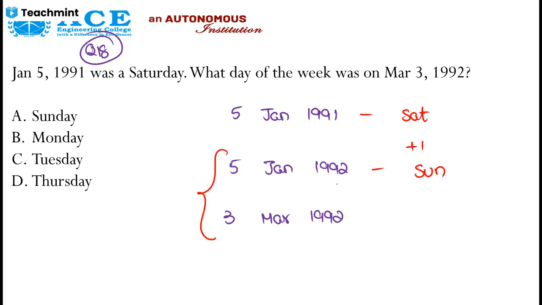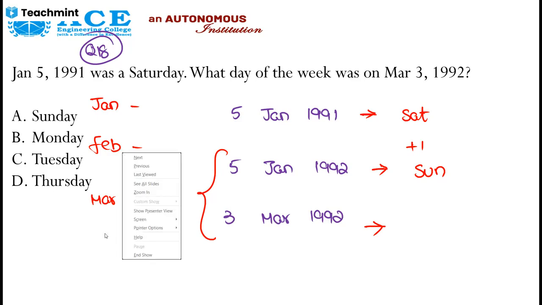Okay, 5th January is Sunday. What is 3rd March? Now, my dear friends, what you have to do: from January month to March month, January, February, March, 3 months are there. Here the February month is fully available. This is a leap year, for information, 1992. 29 days is there.